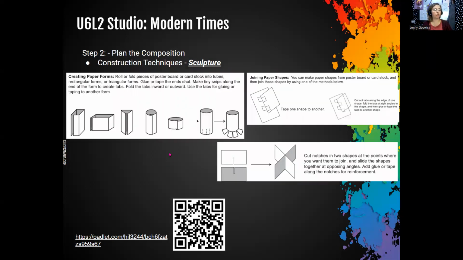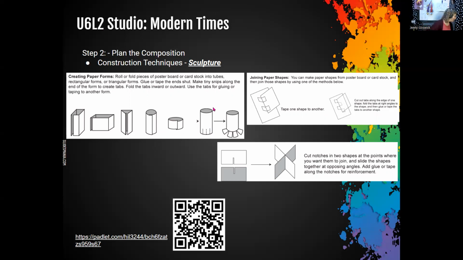So I also wanted to go over a few of the construction techniques that were mentioned in our OLS. You can see here, you can create paper forms. So instead of using a paper towel tube, you can take card paper or cardstock, and you can roll it, and you can create your own tubes. You can also fold these. You just want to have a tab on the end or an overlap in some way, so that you can then glue the seam together.